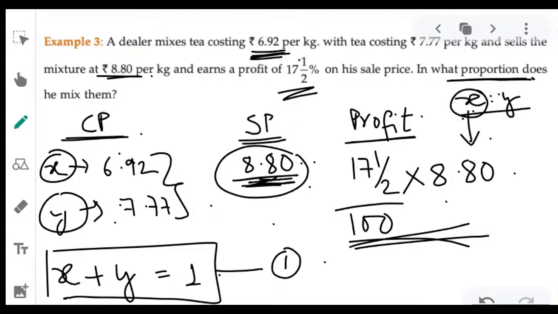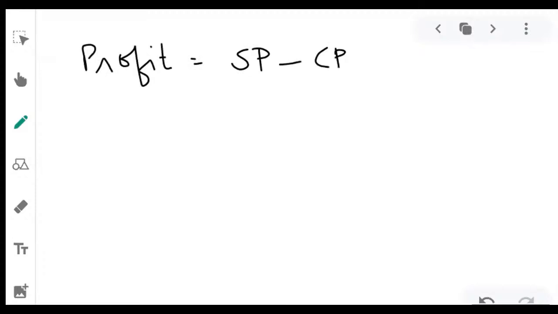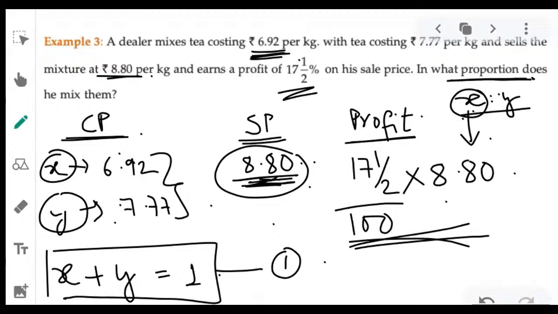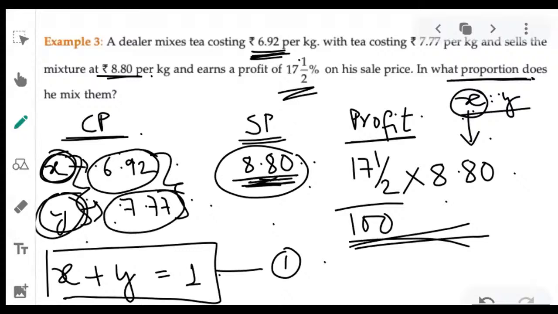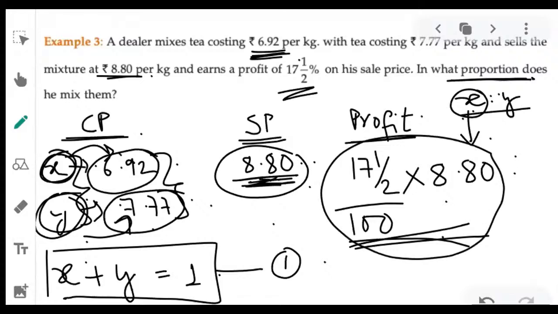Now, you're all commerce students. What is the equation of cost price, selling price and profit? Profit is equal to selling price minus cost price. So for cost price, I have 6.92 rupees into x plus 7.77 rupees into y, because we don't know what these proportions are yet. So we don't know how much amount is 6.92 and how much amount is 7.77. This is my profit. Can you simplify this and give me a small number?